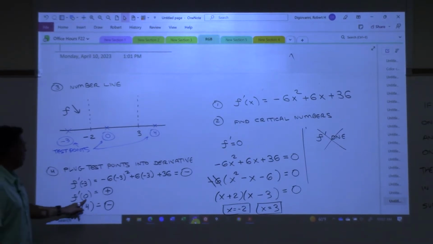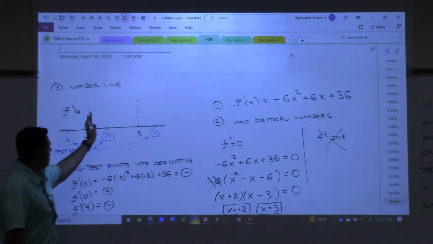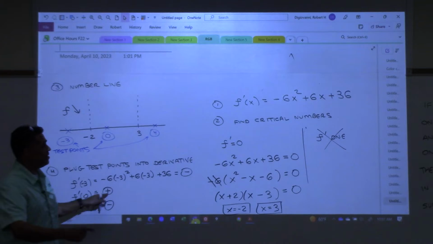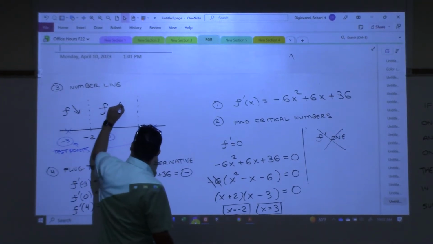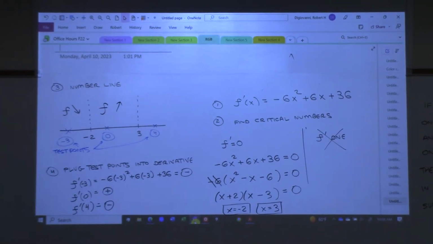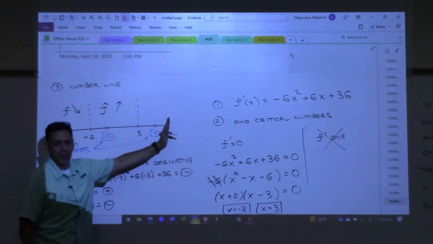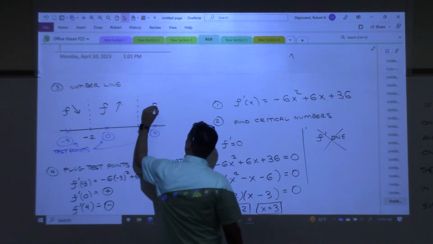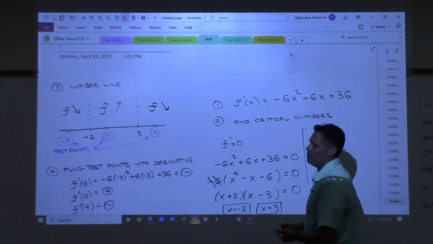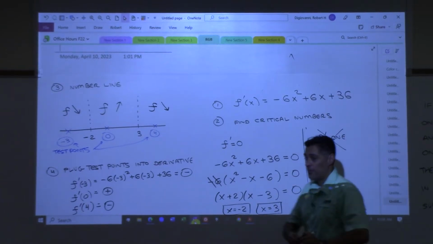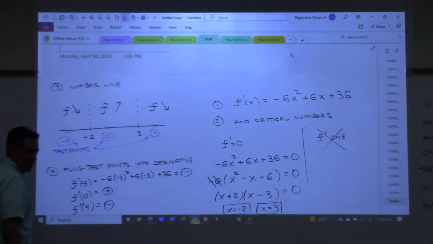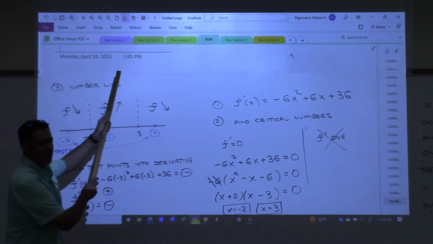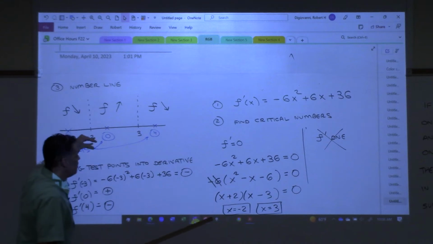All right, what about 0? Here, that's between these two, right? My derivative there is positive, isn't it? Which means the original function is increasing there. So my original function is going up. And then finally, at 4, that's over in this region, my derivative is negative, which means my original function is going down. So my function is going down, then up, then down, right? Down, then up, then down.